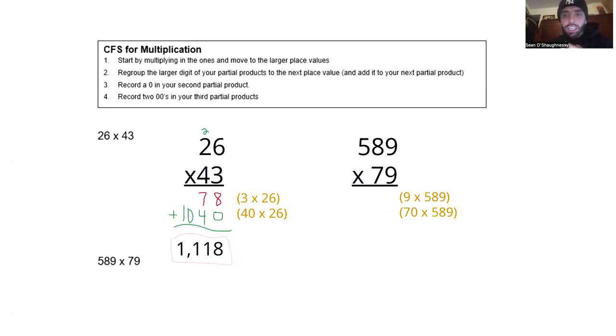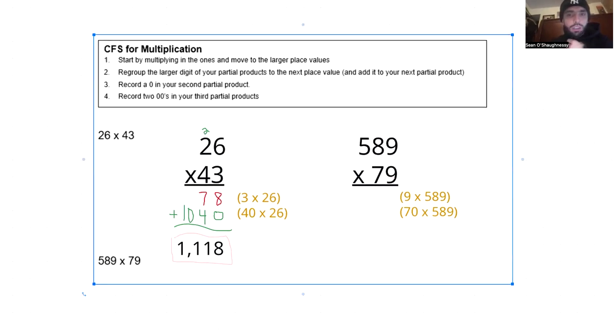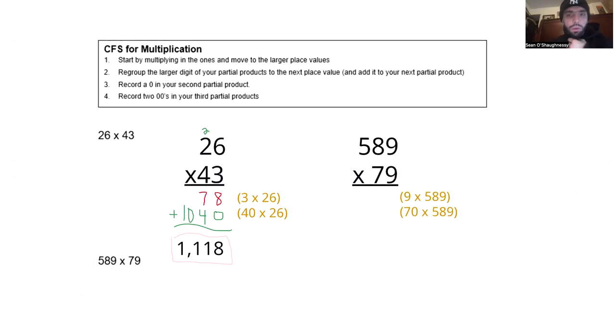So 9 times 9 gives us 81. We put a 1 here. We regroup the 8. 9 times 8 gives us 72. Please remember that, 72. Add the 8, you get 80. 0 here. 8 up here. 9 times 5 gives us 45. Add the 8, you get 53.